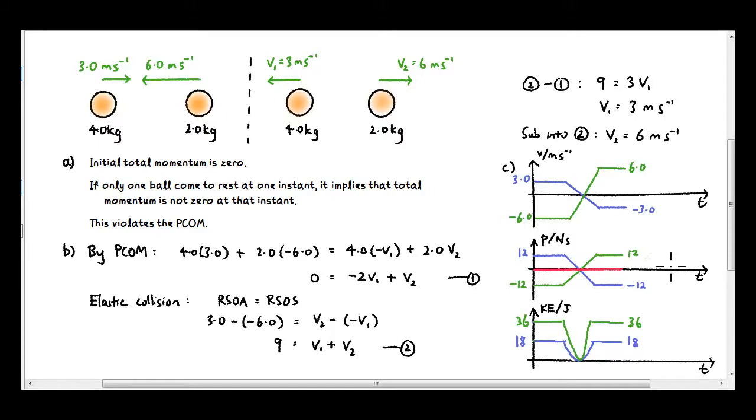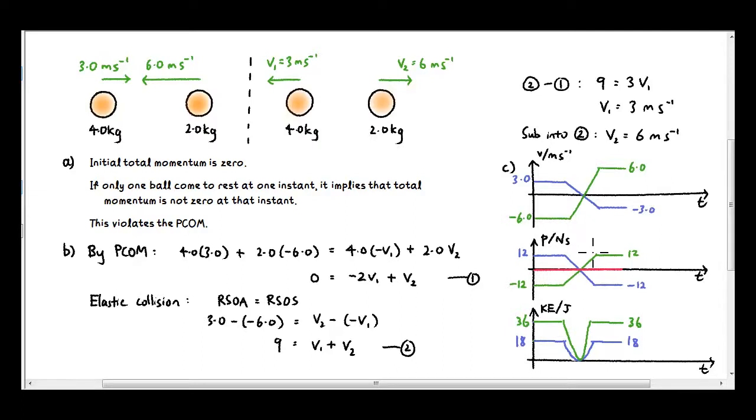This is the momentum-time graph. Again, the blue line is for the 4 kg ball and the green line is for the 2 kg ball. For this graph, notice that during the collision, the two lines have the same steepness. This makes sense because during the collision, they experience the same force. Remember, force can be equated to the rate of change of momentum. So experiencing the same force means that the two balls will experience the same rate of change of momentum.